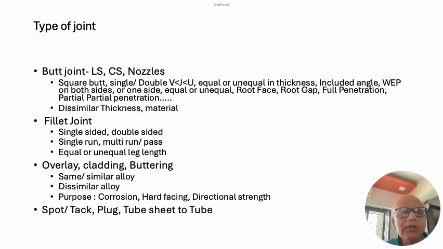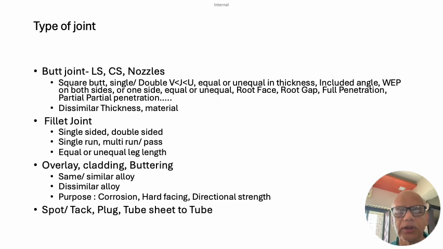So there are butt joints, the square butt joint, which is the simple one, where there is no edge preparation. You just cut the plate at right angles to the surface and bring it together with whatever the specification is, that means either a zero gap or with some gap, and then with backup or without backup. So accordingly you make a joint.